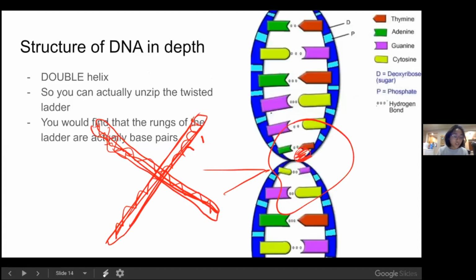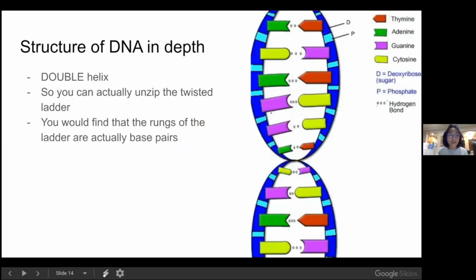Today we are going to look very in depth at what DNA is. So we're going to look at the structure and the function of DNA way more in depth. In science, we like to describe DNA as a double helix because there's actually two strands. There's one side and there's a second side. So we count it as a double. We also say that the helix can be unzipped.